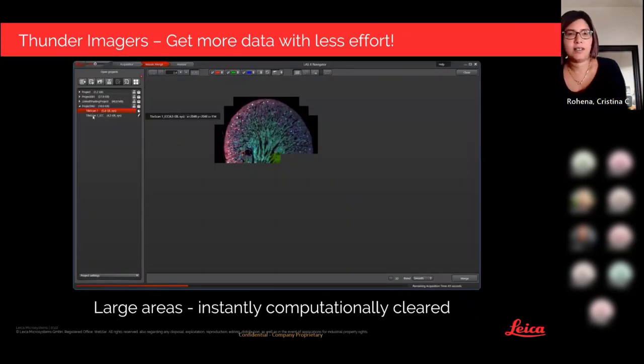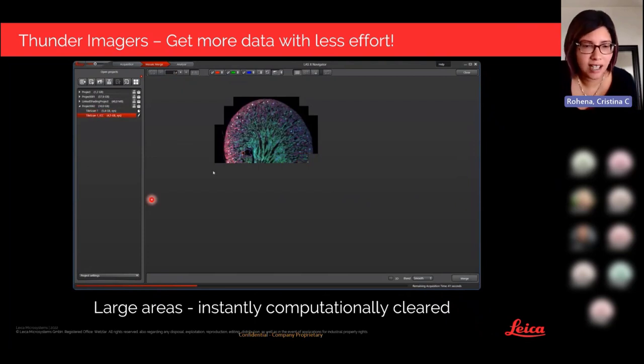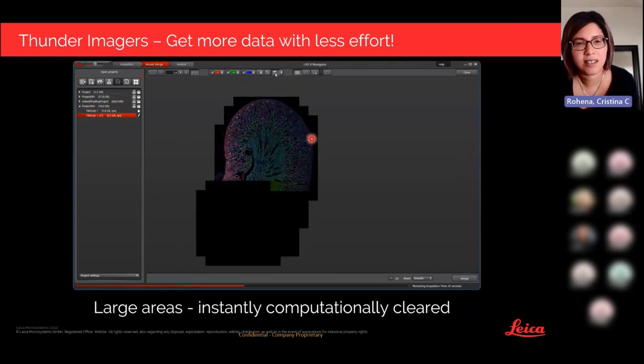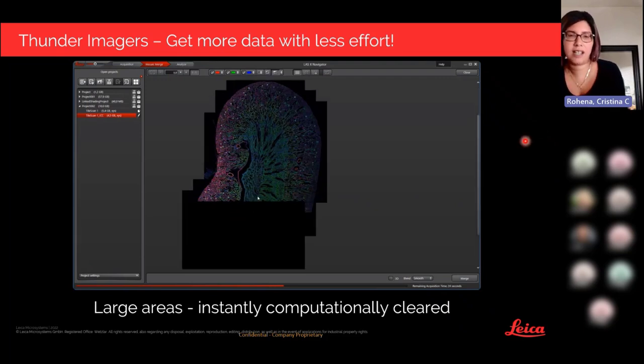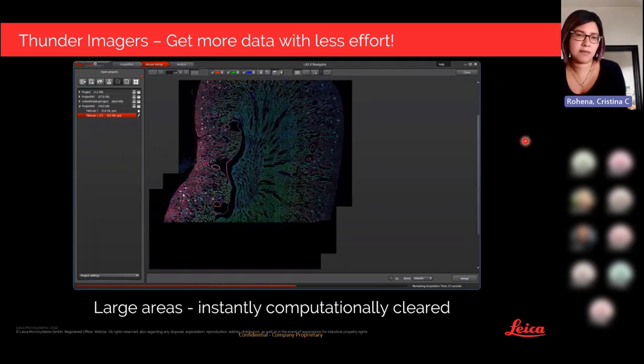Similarly, how can Thunder get you more data with less effort? You can also scan much larger areas and visualize instantly the computationally cleared image as it's being generated, allowing you to get that much more data with essentially the same level of effort as if you were just taking a regular image.